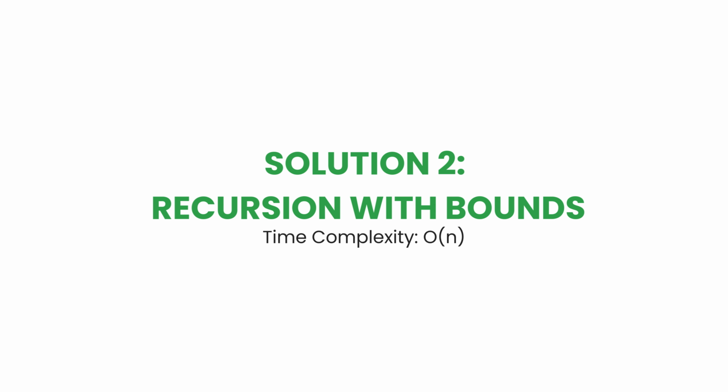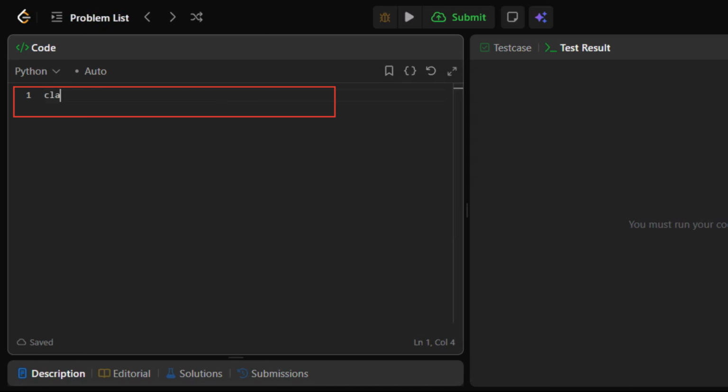Now let's implement the recursion with bounds method, ensuring every node's value stays within its valid range as we traverse the tree. We begin by defining a class named Solution. This class will hold our recursive BST checking method. This defines the main function as validBST, which takes the root of our tree. This is where our algorithm starts.